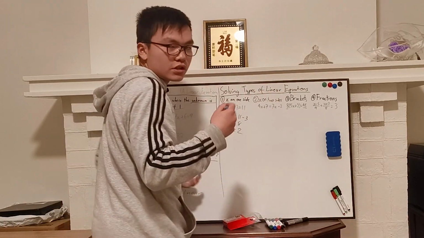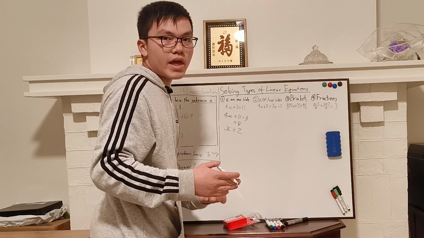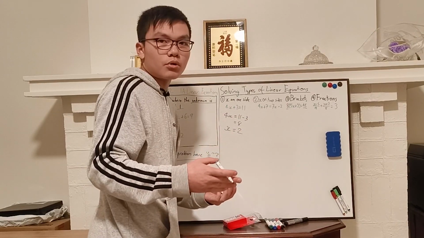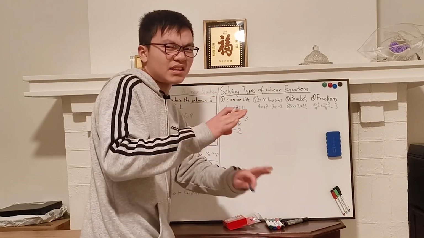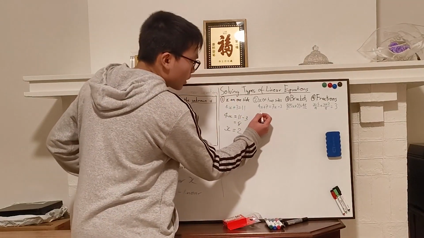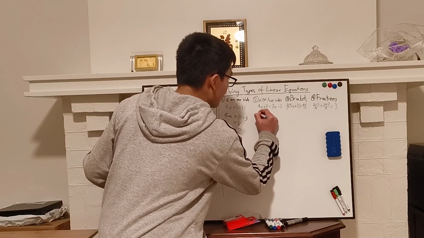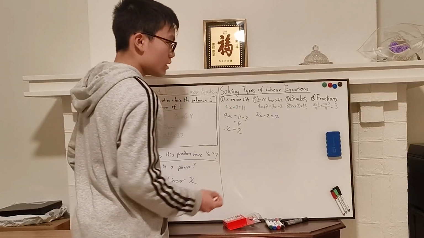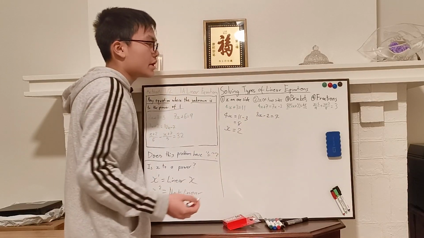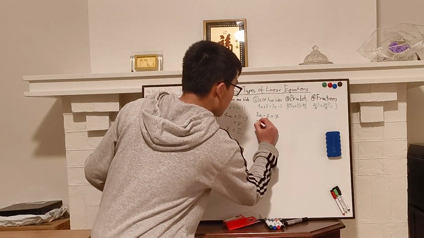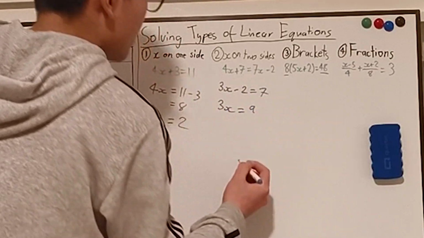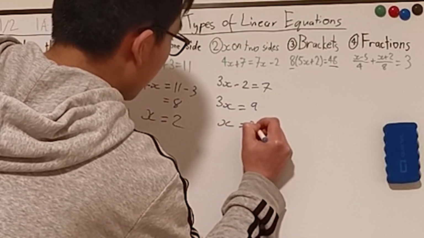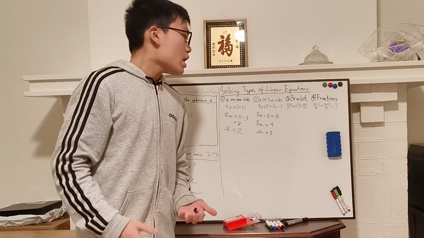Doesn't really matter. So what I like to do is make sure the coefficient of the x variable is positive, so we don't have any negative numbers. I don't really like that. So what I would do is bring the 4x over to the other side, so that becomes 3x minus 2 equals 7. Because we've just transferred the 4x over to the other side. And then here we can do 3x equals 9, and then simply divide both sides by 3 to get us x equals 3. Pretty simple.